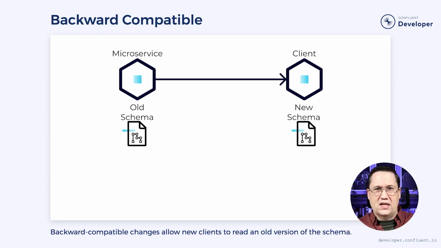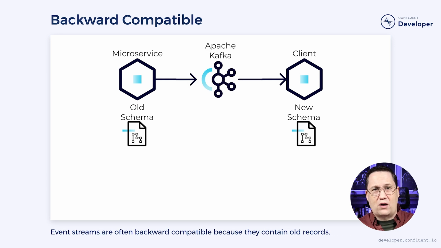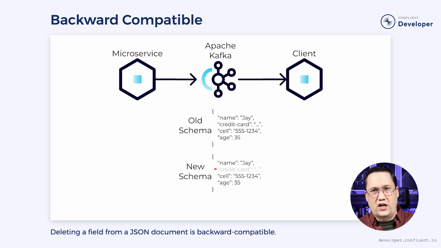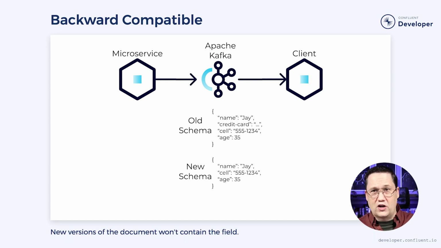Backward compatible changes allow new clients to read data that was written with an old version of the schema. Event streams often prefer backward compatible schemas because they contain events written with different schema versions. When a client attempts to read the event stream, they need to be prepared to handle the messages written with an old version of the schema. In a JSON document, deleting a field is a backward compatible change. The current version of the document won't contain the field. If the client receives an older version that does contain the field, it can ignore it.